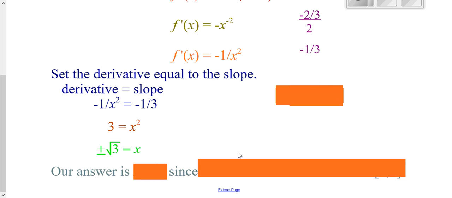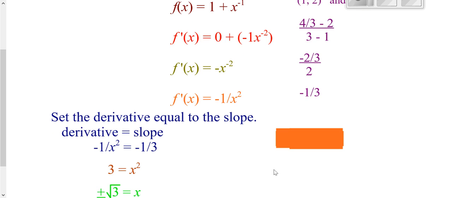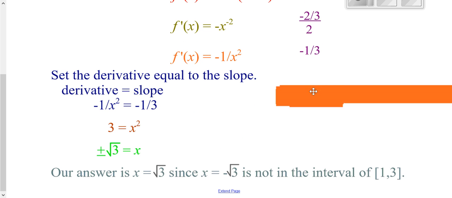Now, our answer is only the positive root. Because remember, our closed interval was from 1 to 3. And the positive square root of 3 is in that interval. The negative square root of 3 is not in that interval, so we would not use it.